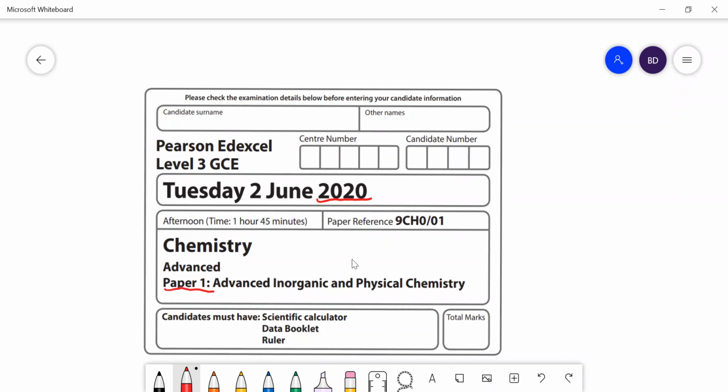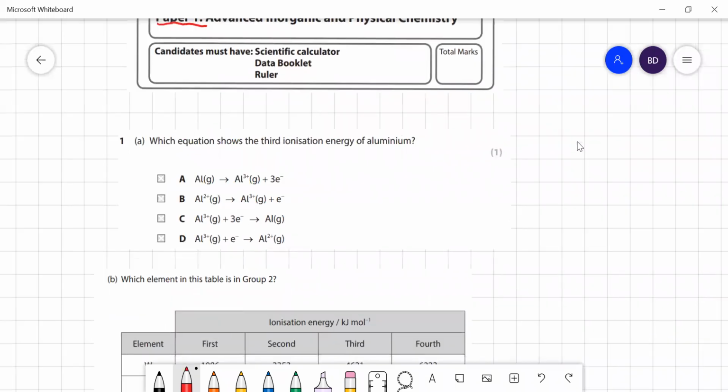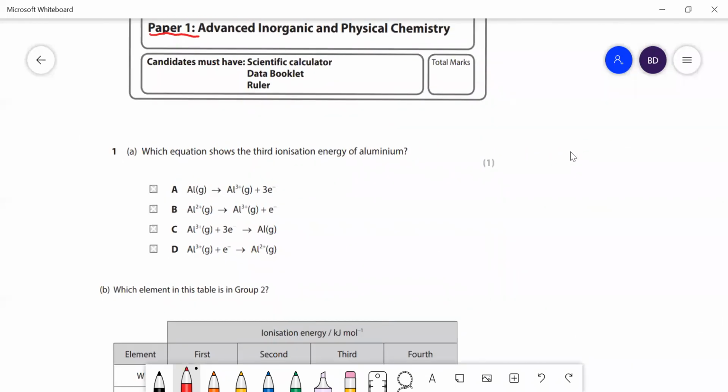Okay, so the first question. Which equation shows the third ionization energy of aluminium? So that's removing the third electron. So that's when you're going to get Al2+ going to Al3+. And of course, everything should be in a gaseous state. So our answer is B.